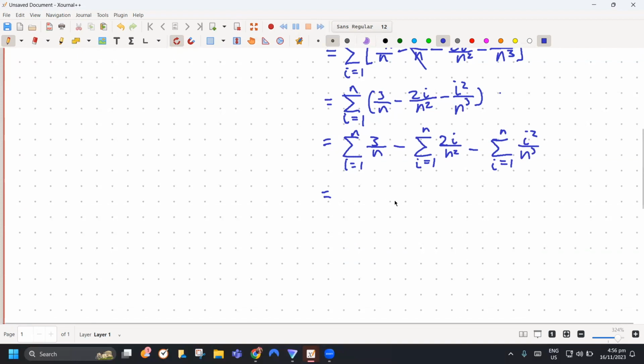So, yung first term is 3 over n, sum from i equals 1 to n of 1. Yung second term, 3 over n, hindi, ilabas mo yung 3 over n sa summation. So, 3 over n, sum from i equals 1 to n of 1.